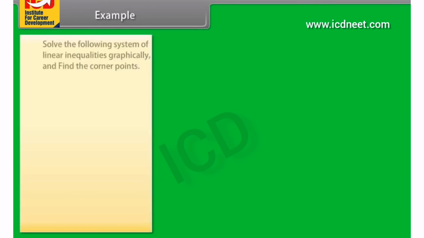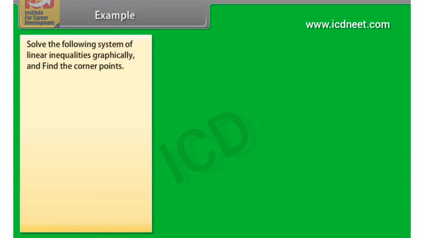Example: solve the following system of linear inequalities graphically and find the corner points. 2x plus y is less than or equal to 22. x plus y is less than or equal to 13. 2x plus 5y is less than or equal to 50. x is greater than or equal to 0. y is greater than or equal to 0.